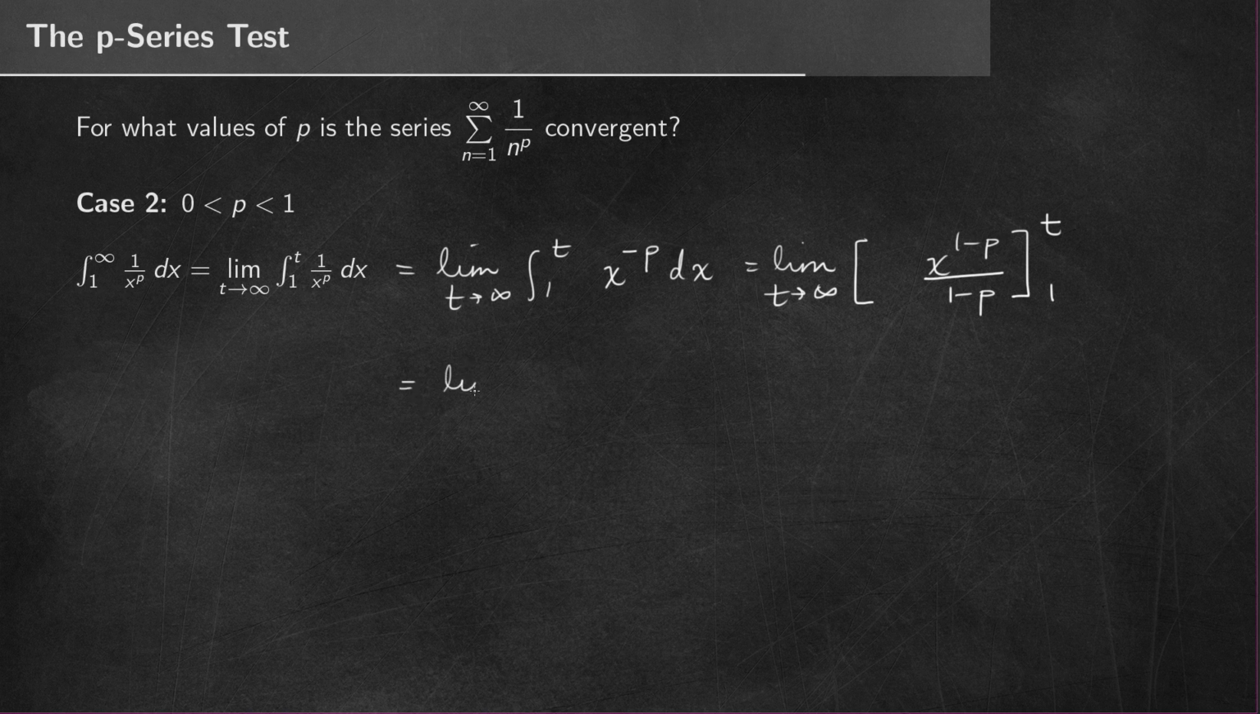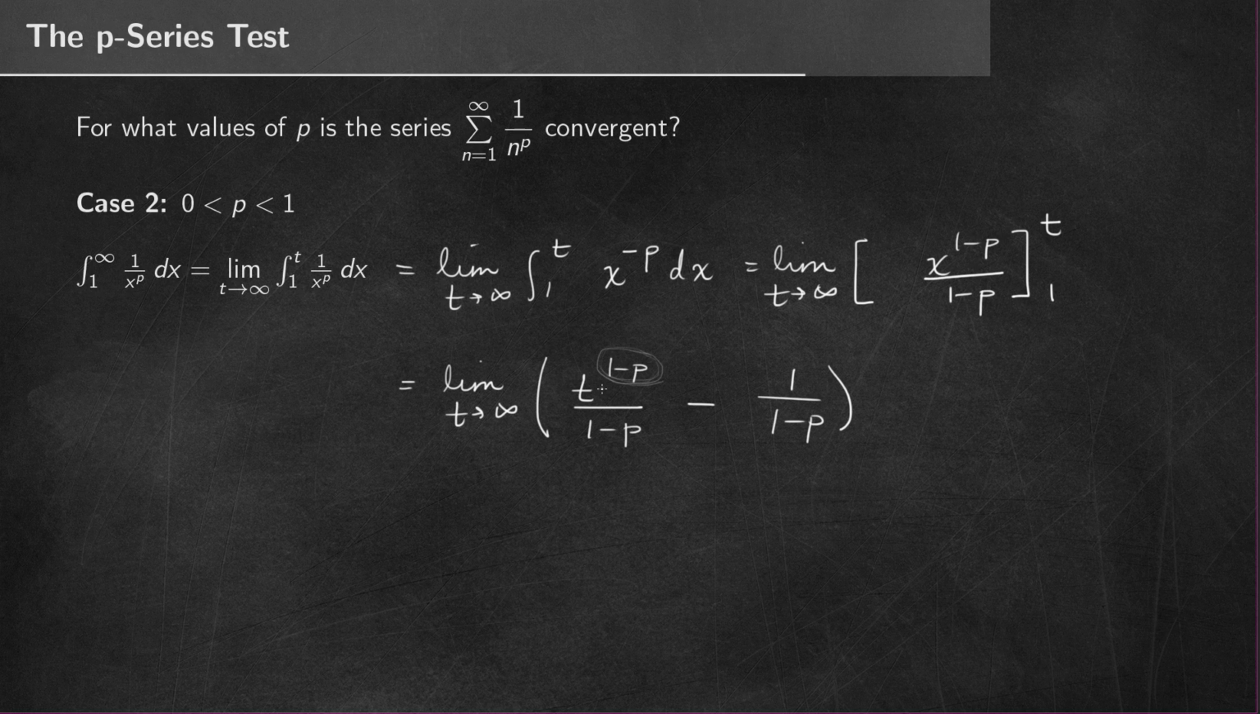So that gives us limit as t approaches infinity of, now the t is going in for the x. So we get t to the power 1 minus p divided by 1 minus p minus, and then we put 1 in for the x, so we get 1 over 1 minus p. As t approaches infinity, now remember p is between 0 and 1. So 1 minus p is positive.